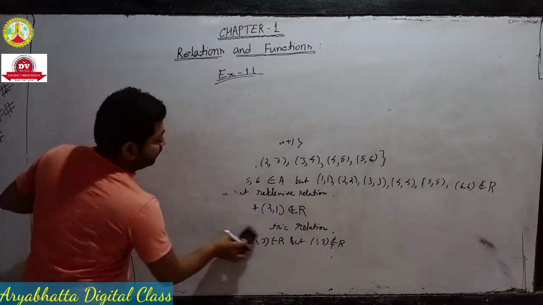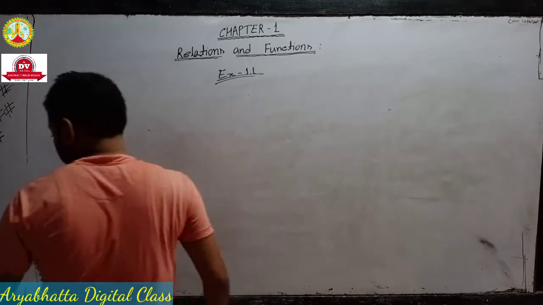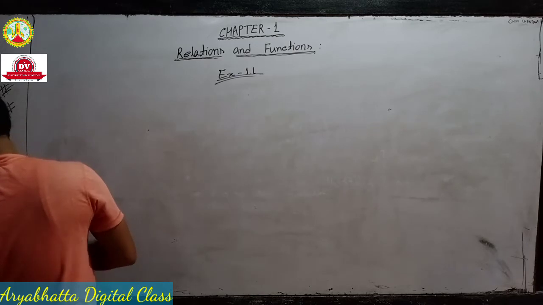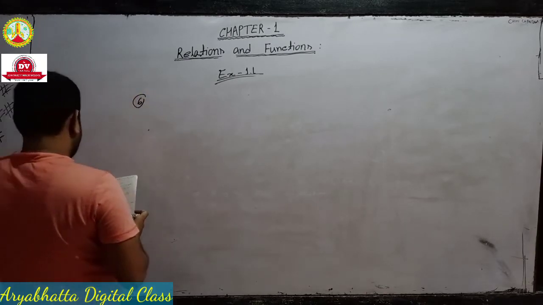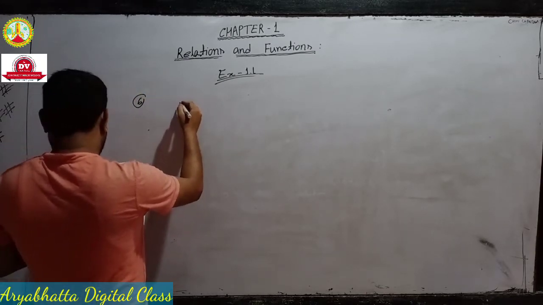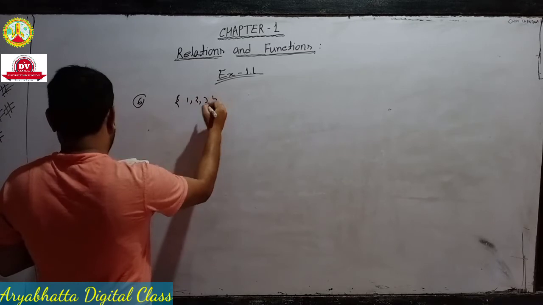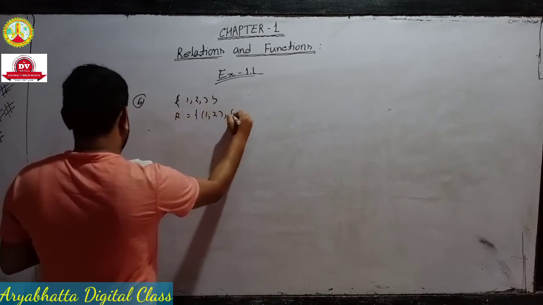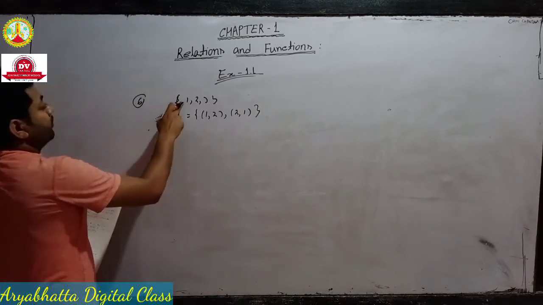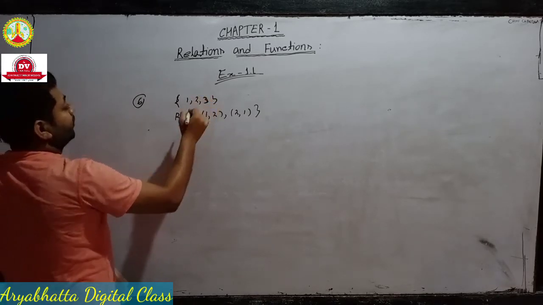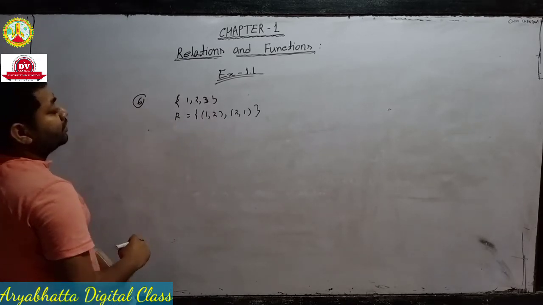Next we will discuss question number 6. Show that the relation R in the set {1, 2, 3} given by R equal to {(1,2), (2,1)} is symmetric but neither reflexive nor transitive.